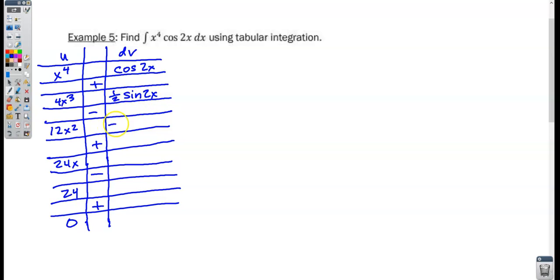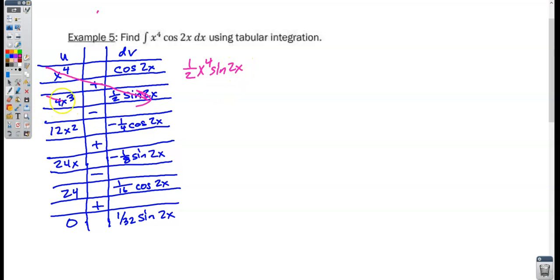The integral of sine is negative, so this is going to be negative 1/4 cosine of 2x. And the integral of that is going to be negative 1/8 sine of 2x. And the integral of that is going to be 1/16 cosine of 2x. And then finally 1/32 sine of 2x. And now I've built my entire table. And once I've built my entire table for my tabular integration, it's tic-tac-toe time. Down the column, x to the fourth times a plus sign times 1/2 sine of 2x gives me a positive 1/2 x to the fourth sine of 2x.